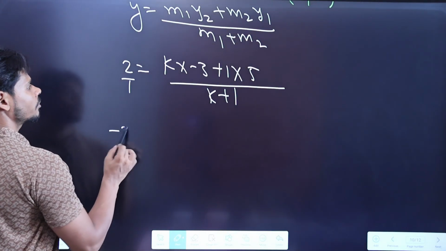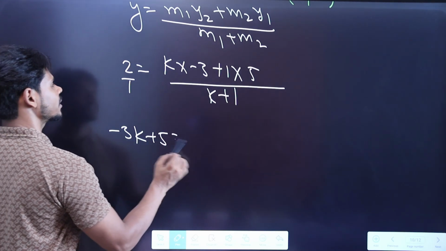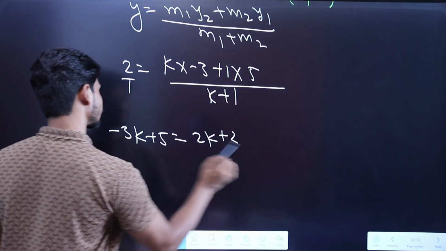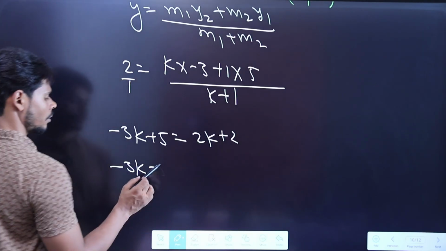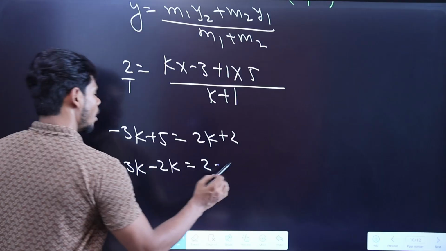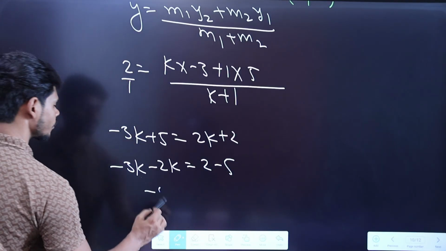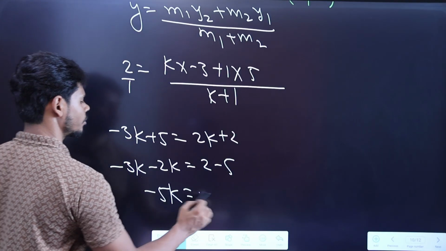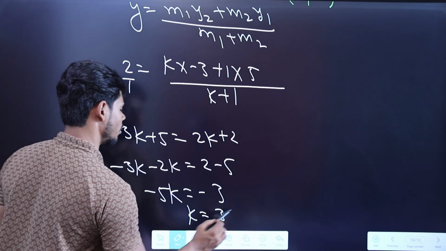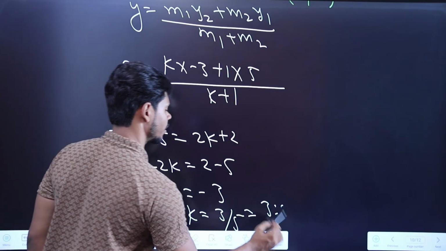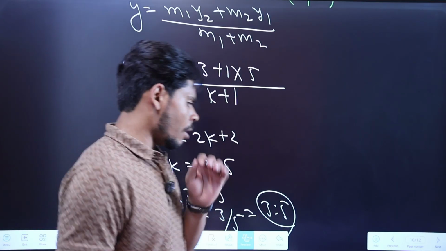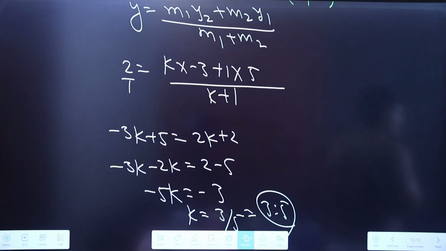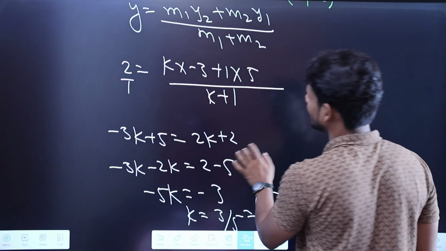So if I cross multiply, it will be -3k + 5 is equal to 2k + 2. Then it will become -3k - 2k. Sorry, it will be -5k is equal to -3. So k will be equal to 3 upon 5, which is nothing but 3 is to 5. So the ratio is 3 is to 5. Okay na?